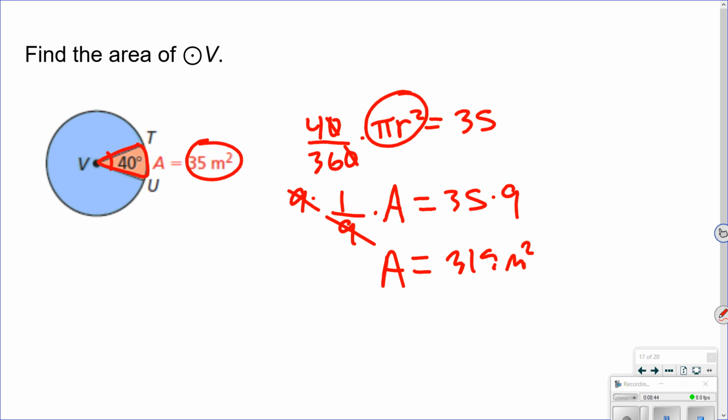That's a little bit trickier just because it doesn't ask you to find the area of the sector. It gives you the area of the sector and asks you to work backwards and find some more information.